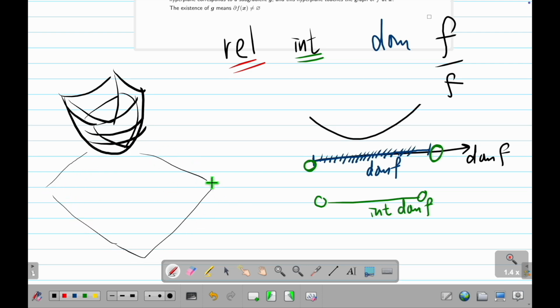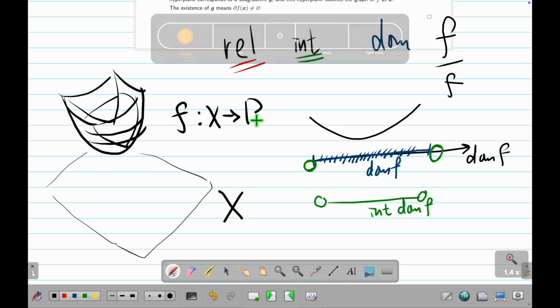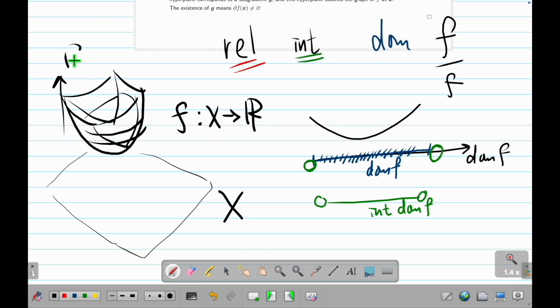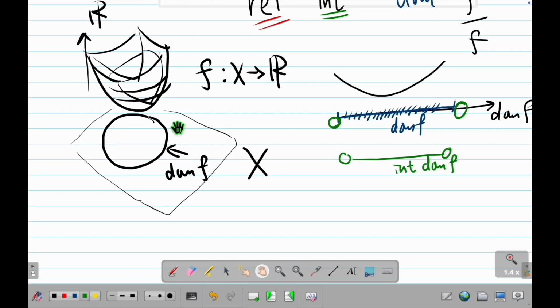So this is my big X. F is X to Y, but Y is always R. So this is R. And in this thing, I have this. This thing is my domain F. What is the interior of domain F? The interior of domain F will be this whole thing, but without the line. So this thing is the interior of the domain of F.